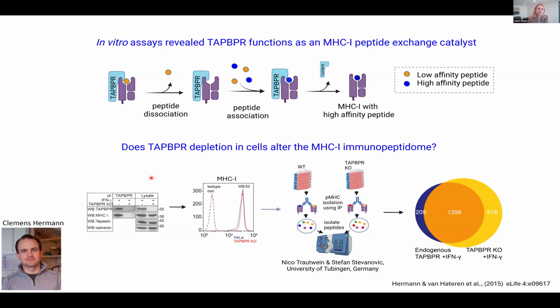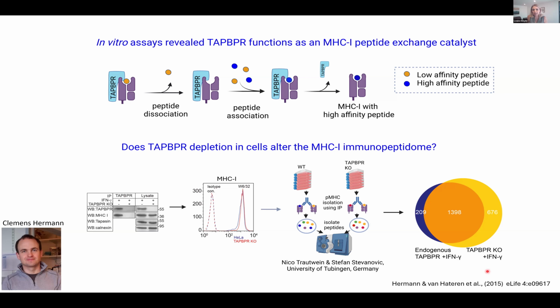So how does that translate into a cellular environment? When Clemens Herrmann was a PhD student in my lab, he knocked out TAPBPR in HeLa cells. And when we did this, we found that there was no obvious effect on MHC class 1 expression on the plasma membrane. So wild-type HeLa cells and our TAPBPR knockout HeLa cells express similar levels of MHC class 1. And we then teamed up with Stefan Stefanovic at the University of Tübingen to look at whether knocking out TAPBPR had altered the class 1 immunopeptidome.